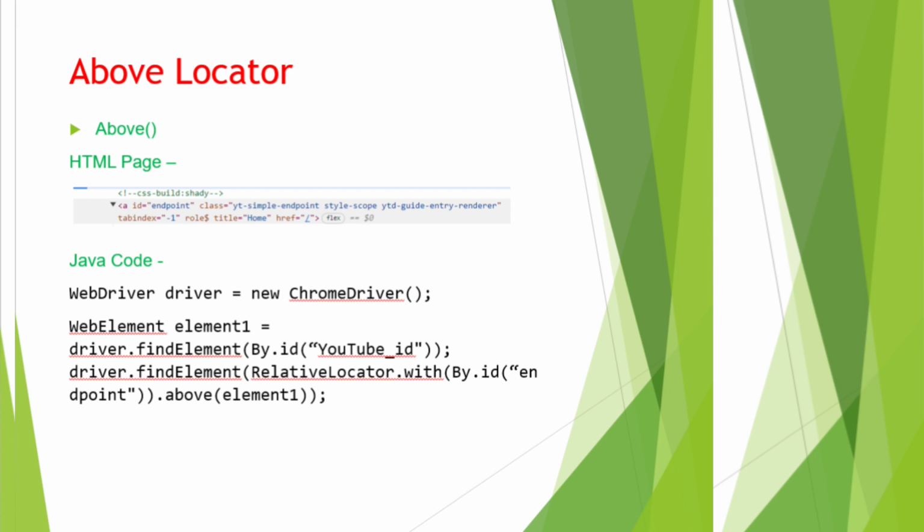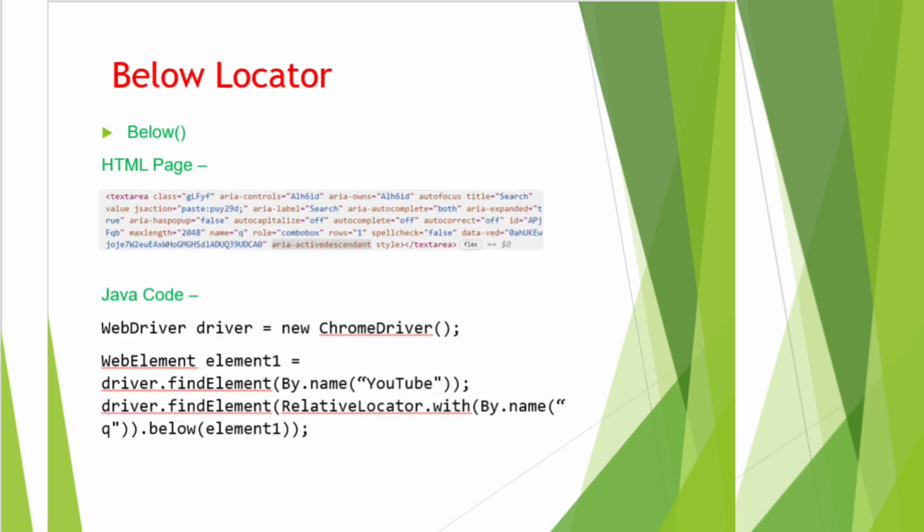And the relative locator which we have used with By.id is the above locator. So we are going to click on the above. So we have to give dot above element 1. For the below locator, same thing we have, only we have to write below. Okay, so we have given dot below and then element id 1. Element id is always at the down. Okay, because it is at the below.